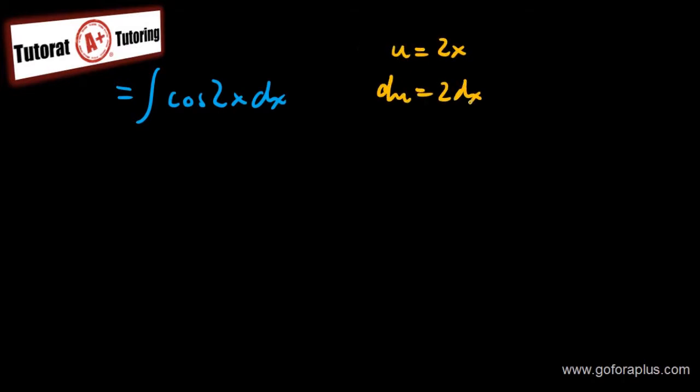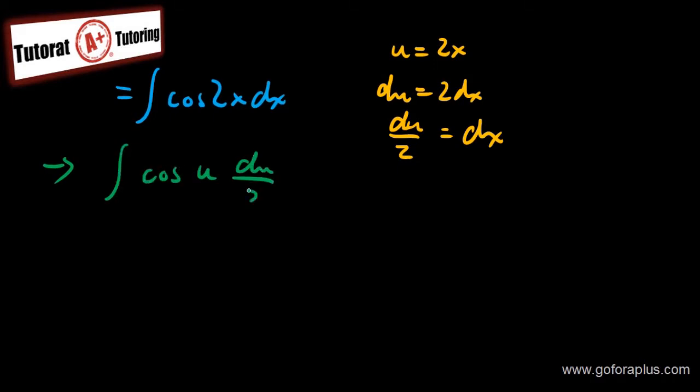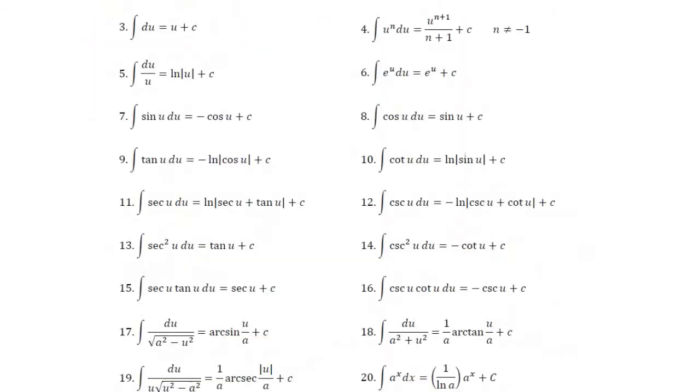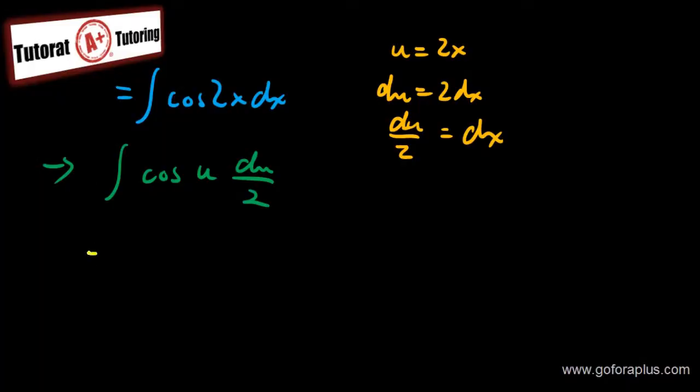So let's evaluate this integral here, the integral of cosine 2x dx. Simple substitution: u equals 2x, du equals 2 dx, so du over 2 is equal to dx. So this is becoming the integral of cosine of u du over 2. And the integral of cosine of u is basically sine of u. So I have my answer to be sine of u over 2 plus c.